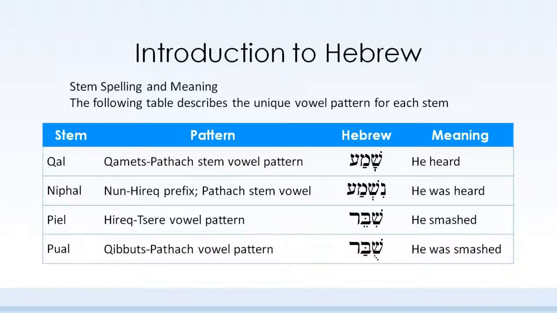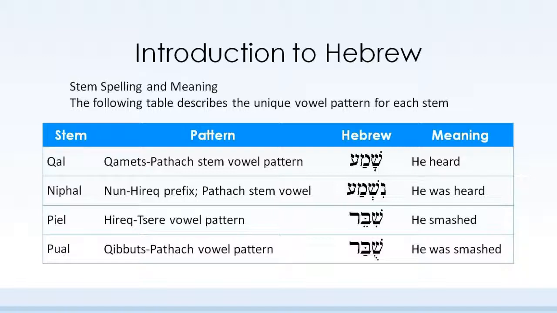The following table describes the unique vowel pattern for each stem. The kal stem exhibits a kametz, patach stem vowel pattern. Here the Hebrew verb is shama, he heard. Notice that there is a kametz under the first consonant and a patach under the second consonant. The stem vowel is the vowel that occurs under the second consonant of the Hebrew root.